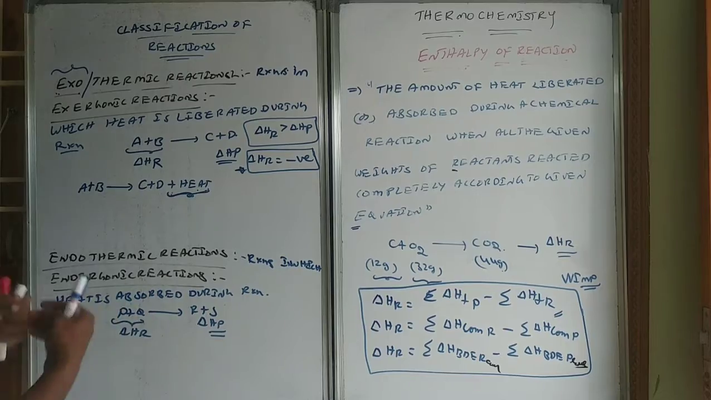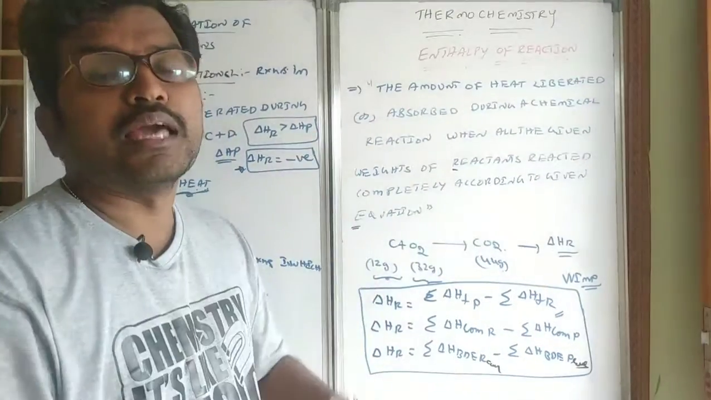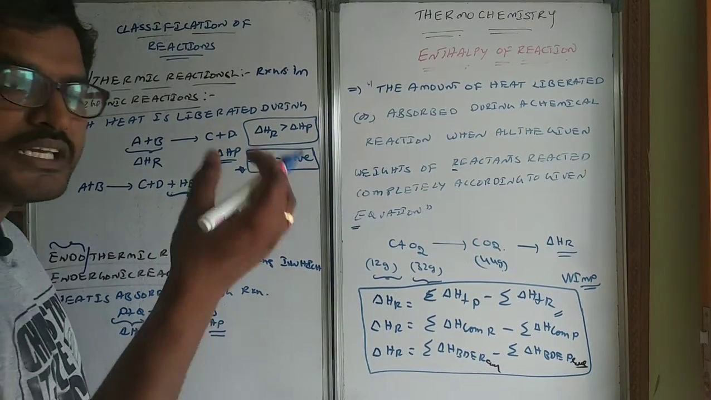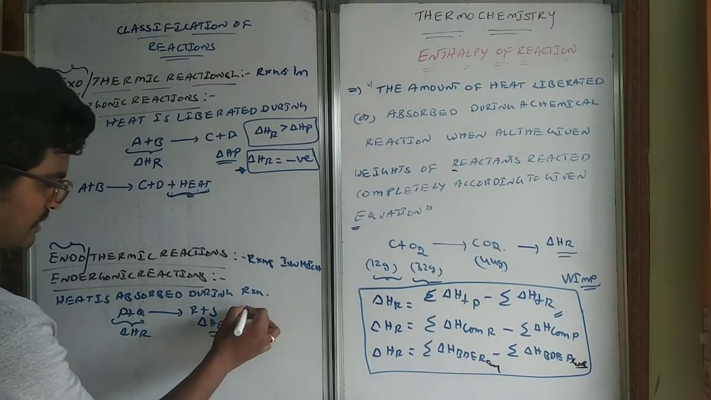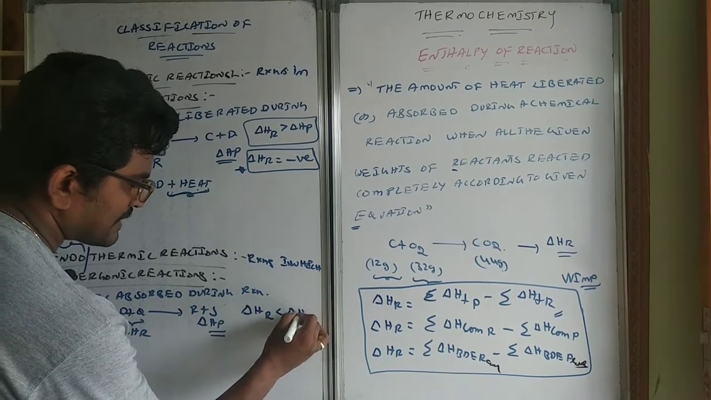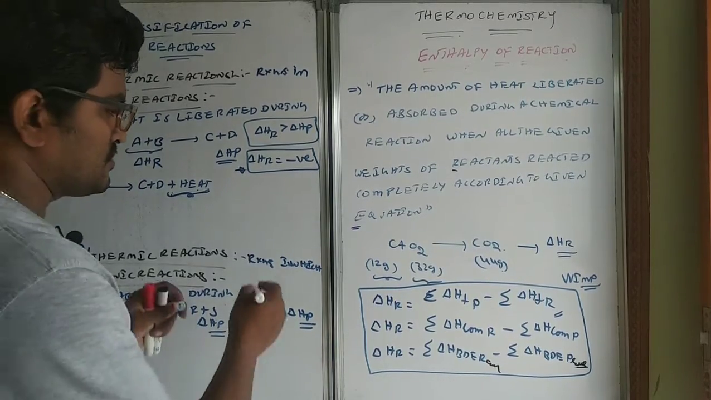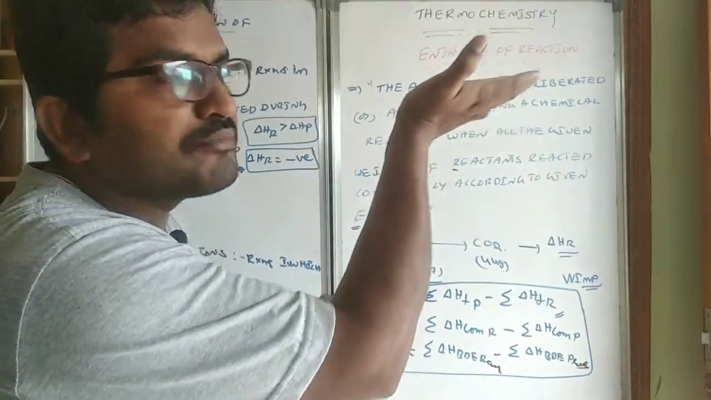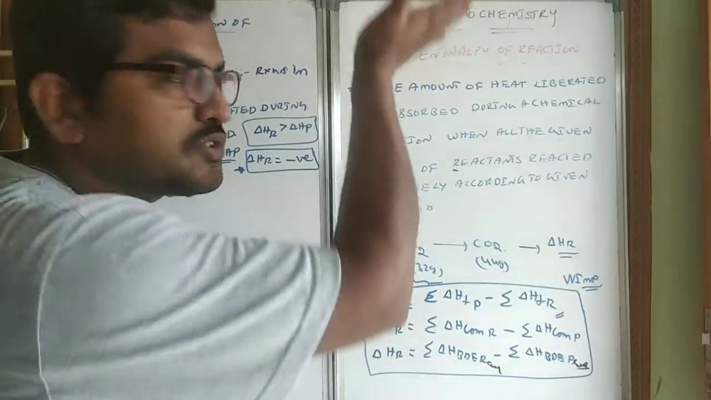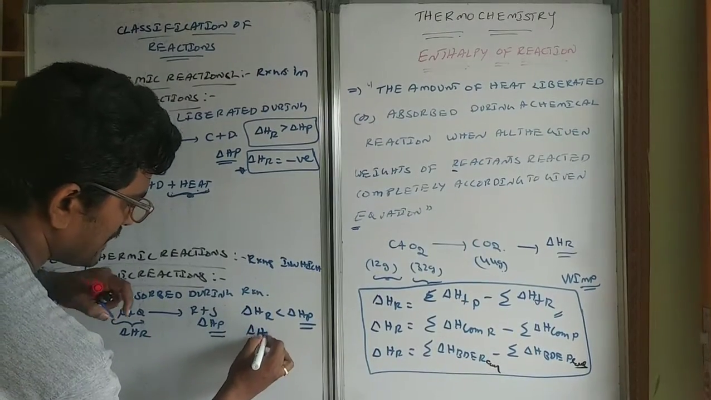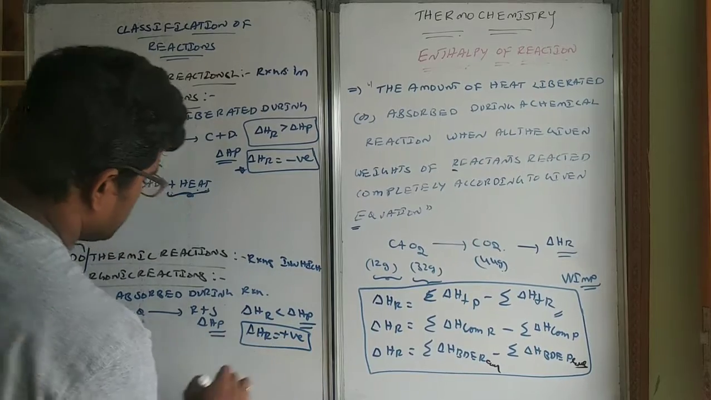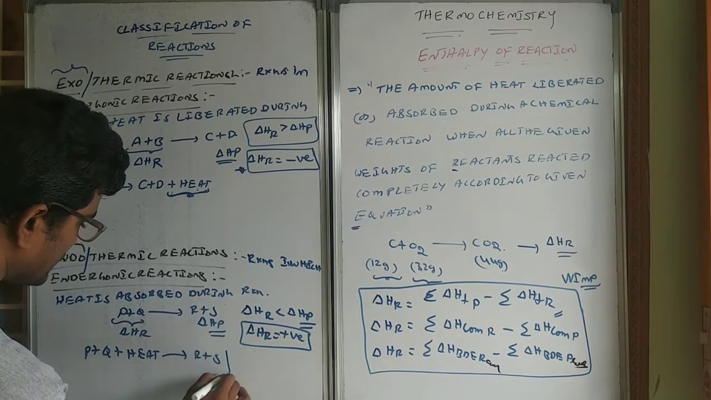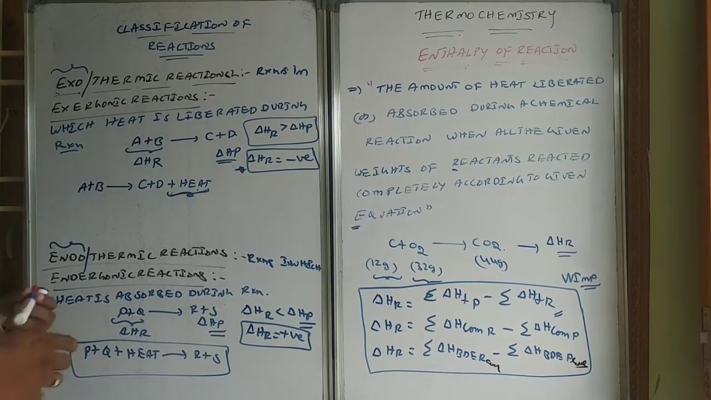Here you see endo. Whenever endo, you are taking energy. So endothermic reactions means reactions in which heat is absorbed are known as endothermic. In this case, enthalpy of reactants is less than enthalpy of products. So since reactants are at lower energy, to convert them into products, which are of more energy, you have to supply energy. So energy will be absorbed and delta HR will be positive. And you can write this as P plus Q plus heat gives R plus S.